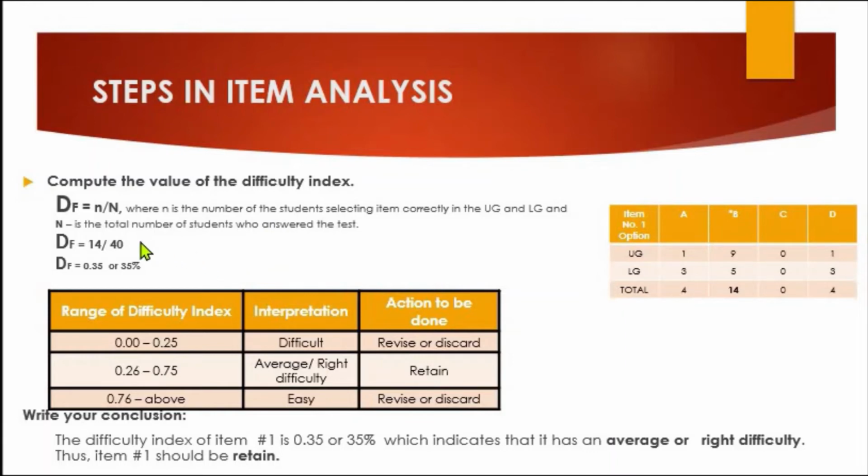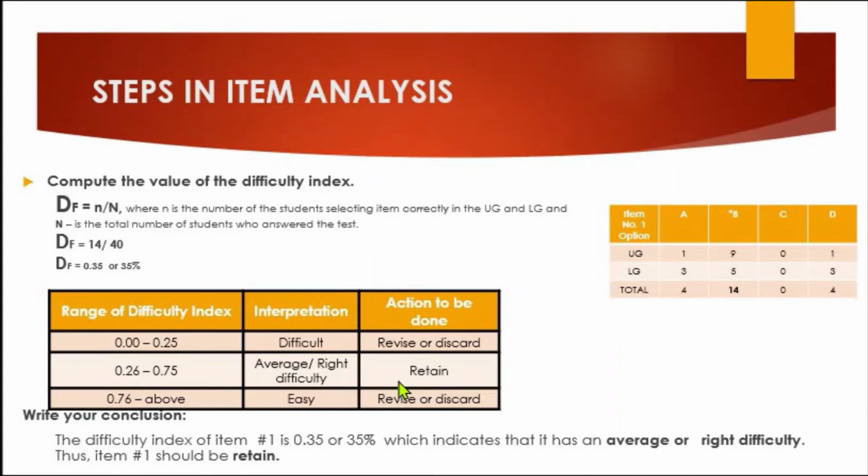So, alam naman natin na kanina meron tayong total number of students na 40. So, yung mangyayari dito, 14 divided by 40. So, yung result po is 0.35 or 35%. So, based dito sa 0.35, titingnan natin yung interpretation ng difficulty index na ito.